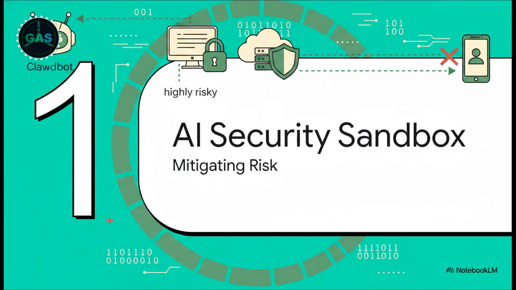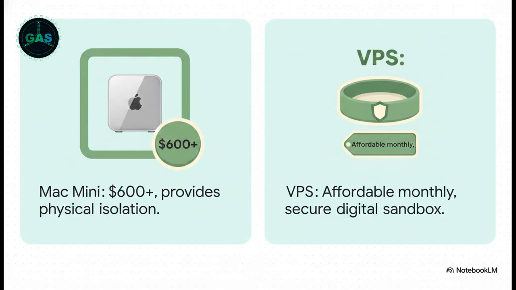Section 1. The AI Security Sandbox. Mitigating risk with virtual environments. So, you know, open source AI projects like Clawdbot are totally game-changing, but here's the catch. They have access to absolutely everything in their immediate environment. Dropping an autonomous AI straight onto your main business laptop, yeah, that's incredibly risky. To contain it, some folks go out and drop $600 or more on a standalone Mac Mini. And sure, that physical isolation works, but it's pretty pricey, right?